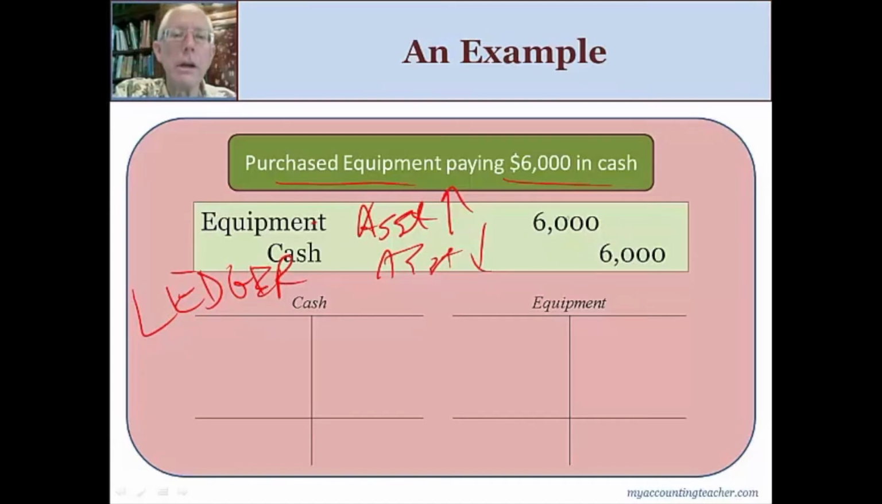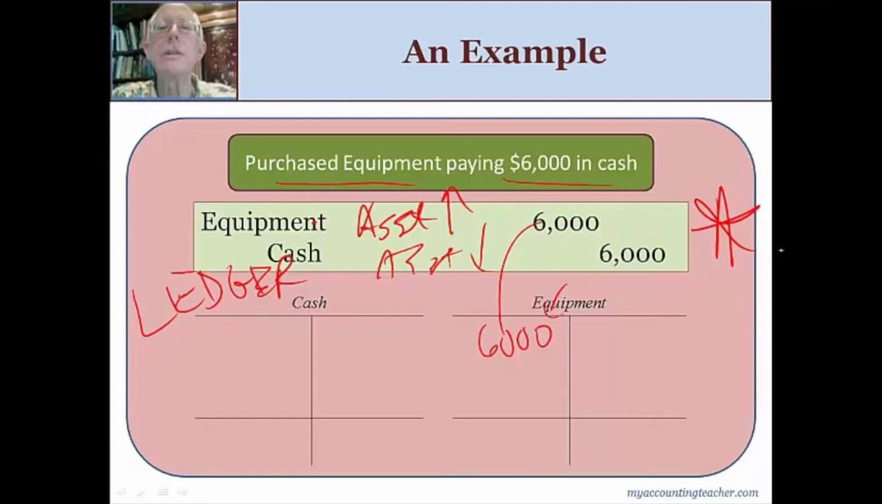I just say, okay, I got equipment 6,000. I'm copying it right down here. I don't care what this debit right here means. I don't need to know now. When I'm posting, I don't need to know anything. I did my thinking here with the journal entry. Now I'm posting. I'm just sorting and copying. I see I have a credit here to cash. I'm just going to copy it down right like that. Posting is just sorting and copying.